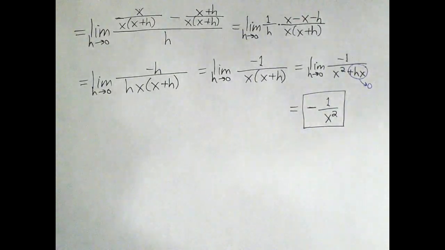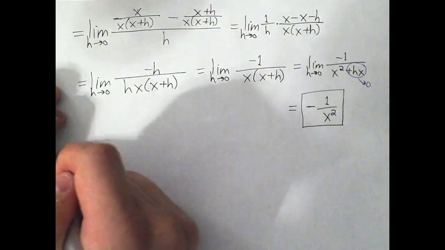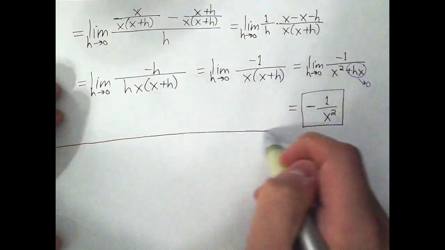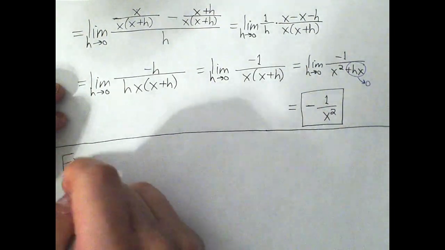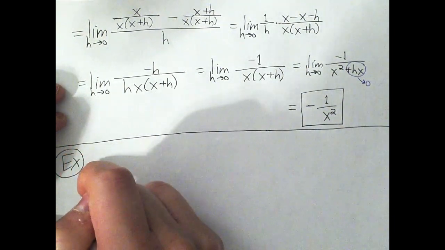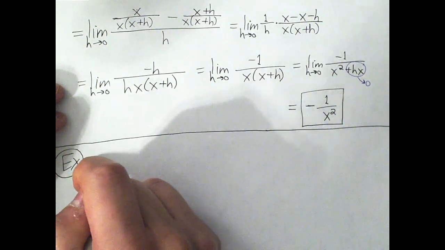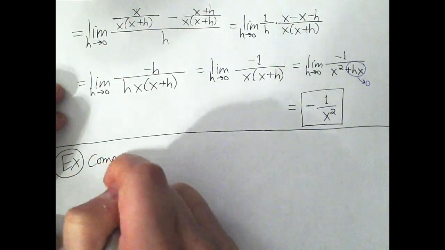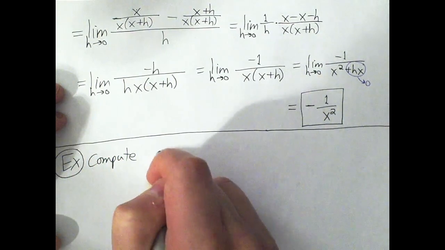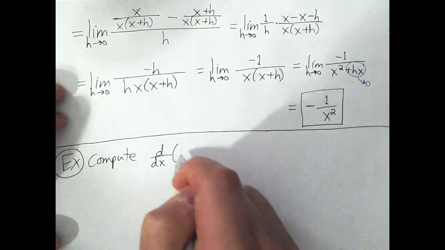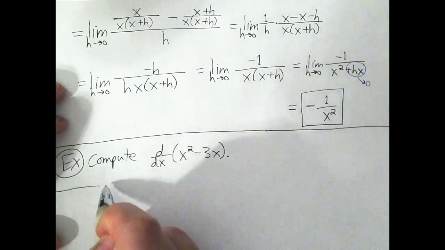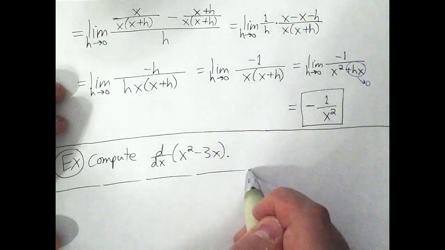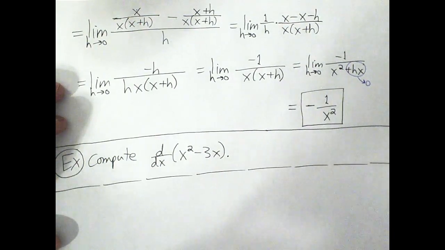How about we do one more? I had this in my notes as an extra problem, if we have time, so let's do this extra problem. I'm going to ask you to try this one. I'm going to ask you to compute d dx of x squared minus 3x. So this is another place that would be good for you to pause, try this one on your own, and then you can compare your answer with mine.